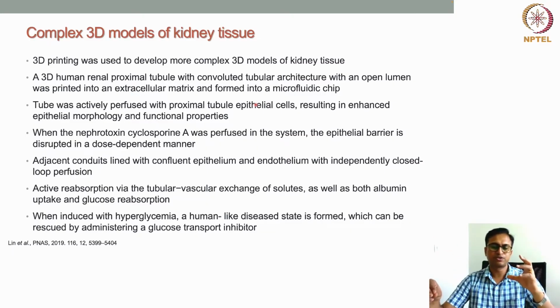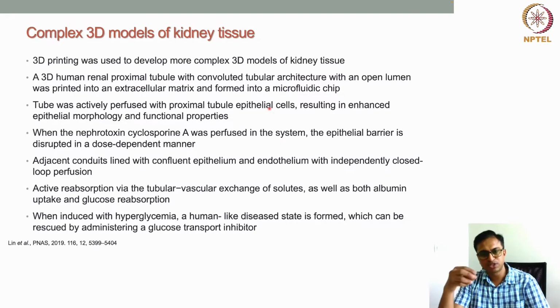That is where the filtered fluid goes, that luminal structure where epithelial cells are present. When they perfused the epithelial cells into that proximal tubule from the luminal side, they attached to the luminal side and enhanced the epithelial morphology and function properties. If we don't have an epithelial lining in the proximal tubule, then it cannot recreate the function that is done by the proximal tubule in native tissue. So that's why a complete epithelial morphology is very important to generate, and they have achieved that.